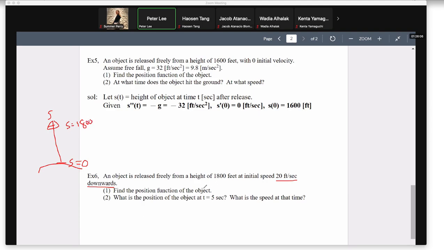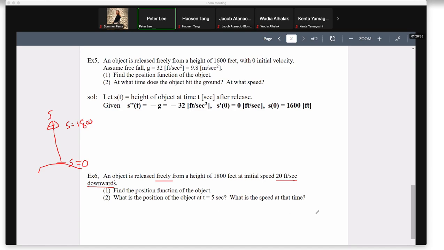In this case now, what is the acceleration? The only force acting is gravity, so the acceleration is minus 32 feet per second squared. Okay? That is what we call free fall.